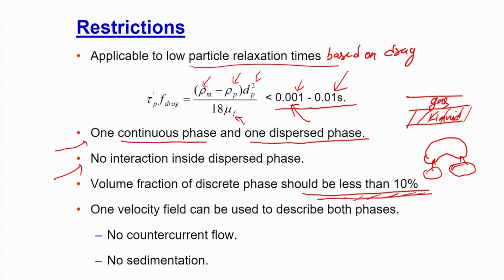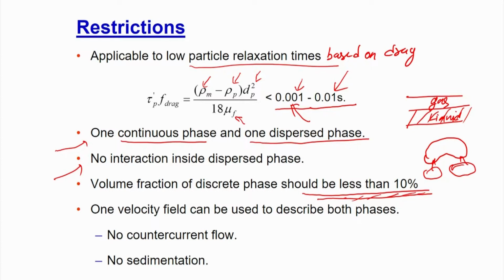And in most industrially relevant problems, such as reactors or relevant vessels, the volume fraction of the discrete phase is generally more than 10% almost all the time, other than a few specialized cases. That is why the applicability of this model is very limited. Then again, as I said, it is desirable that both phases flow in the same direction, then the accuracy of the model is higher.